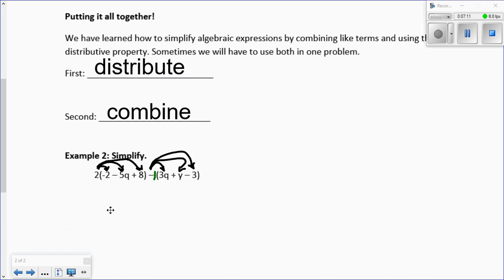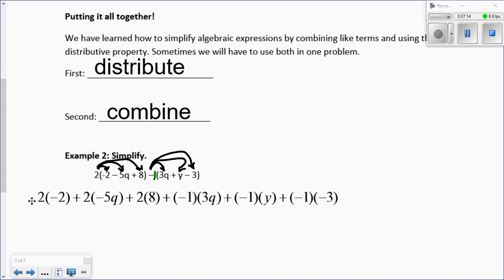So this is what it would look like if I did my multiplication. I just rewrote it with the multiplication. 2 times the negative 2, 2 times the negative 5q, and 2 times 8. And then negative 1 times 3q, negative 1 times y, and negative 1 times negative 3. So now I'm going to go ahead and do this multiplication, and then just write out all the terms that I get. Okay? So negative 2 times 2 gave me negative 4, 2 times negative 5q gave me negative 10q, 2 times 8 gave me 16, negative 1 times 3q gave me negative 3q, negative 1 times y gave me negative 1y, and negative 1 times negative 3 gave me positive 3.